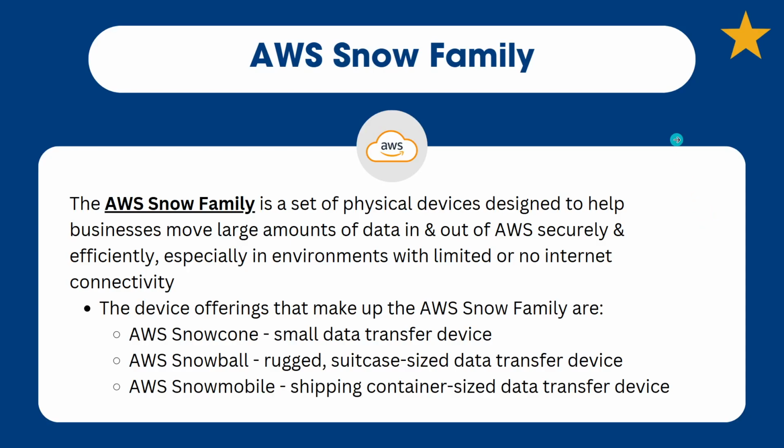and let's actually define what Snow Family is. It's a set of physical devices designed to help your businesses move large amounts of data in and out of AWS securely, that's the big one, and efficiently, especially in environments with limited or no internet connectivity. The device offerings that make up Snow Family are Snow Cone, Snowball, and Snowmobile.